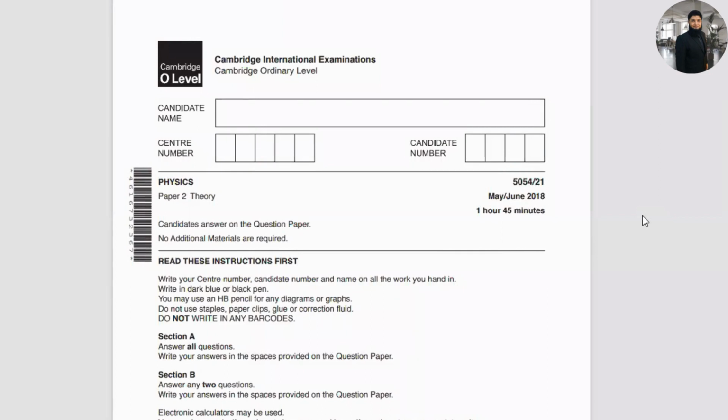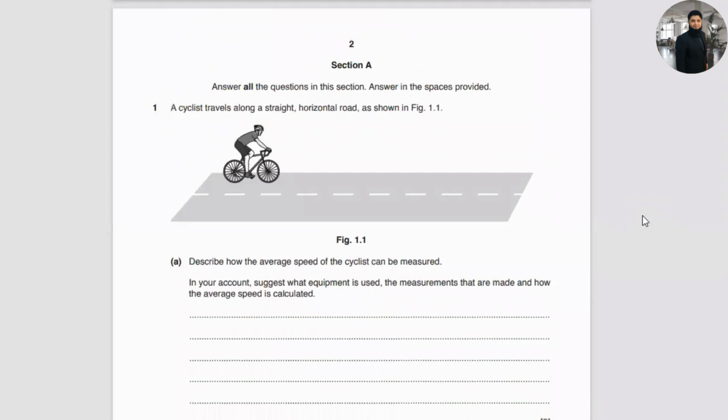Okay students, today we will solve the May June 2018 Variant 2-1 paper. Starting with the section: answer all the questions in this section, answer in the space provided. In question number 1, cyclists travel along a straight horizontal road as shown in figure 1.1. Describe how the average speed of the cyclist can be measured. In your account, suggest what equipment is used, the measurements that are made, and how the average speed is calculated.